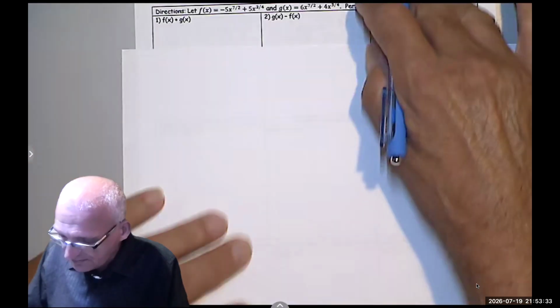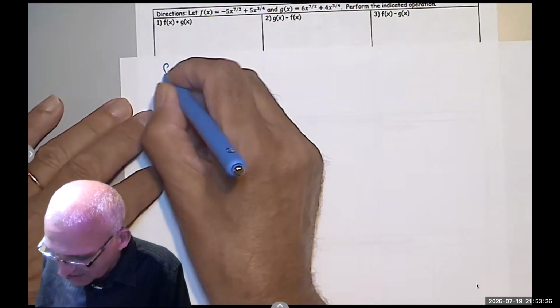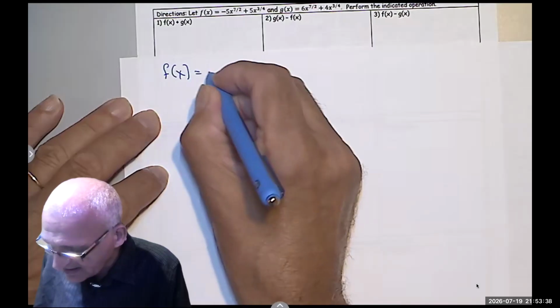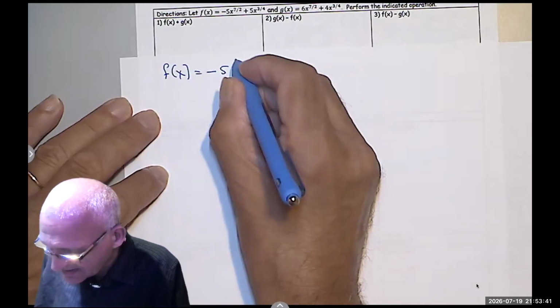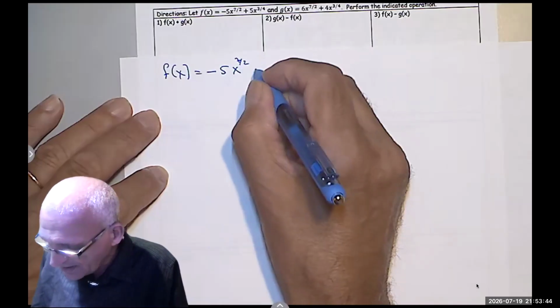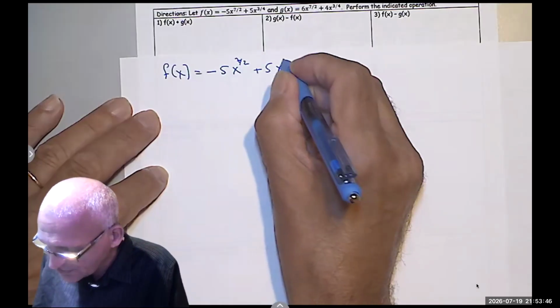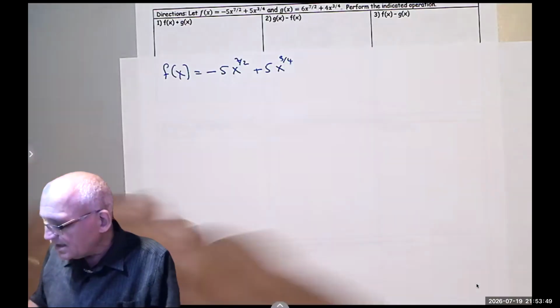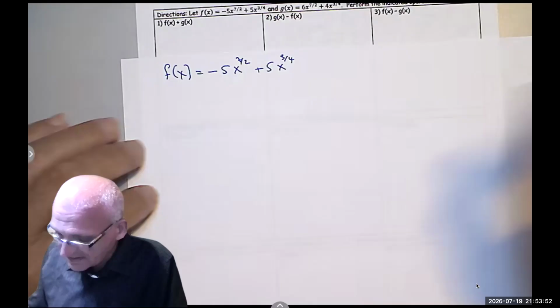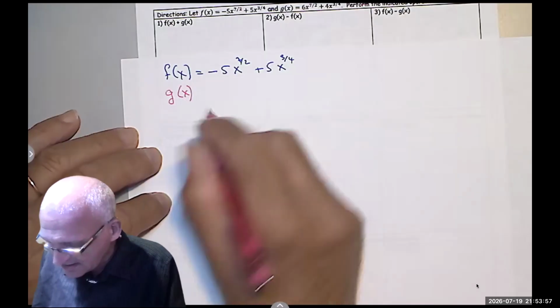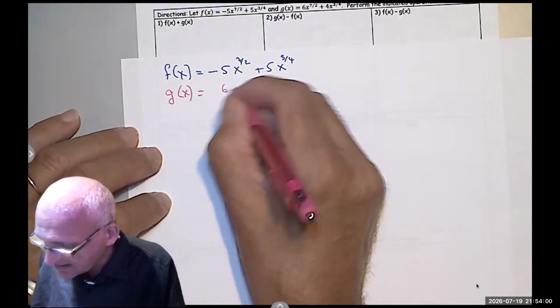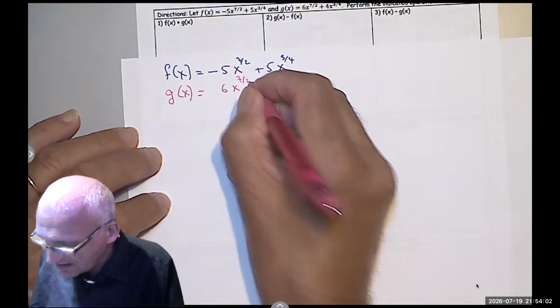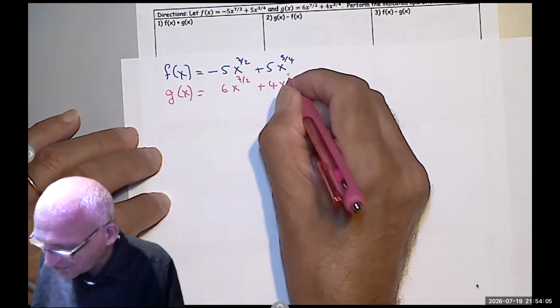So let me use this paper so I can enlarge it if it's not clear. For the first 3 problems, they give you 2 functions. One of them is called f of x, and it's negative 5x to the 7 halves plus 5 times x to the 3 quarters. And they give you g of x. I'm going to write it underneath, so when we add or subtract, you can see how easy it is. This is 6x to the 7 halves plus 4x to the 3 quarters.